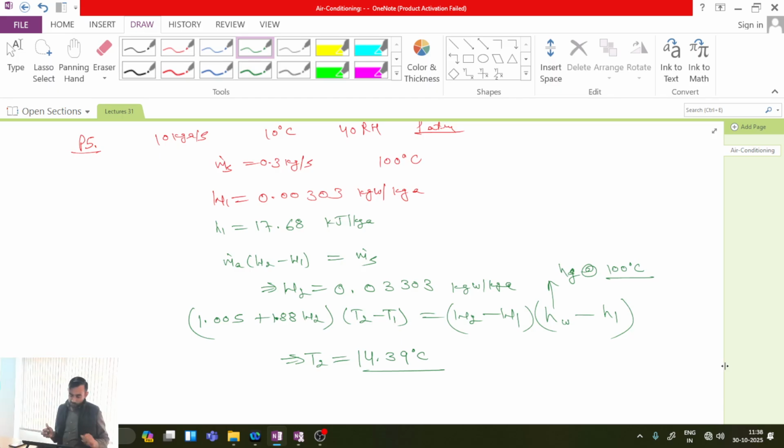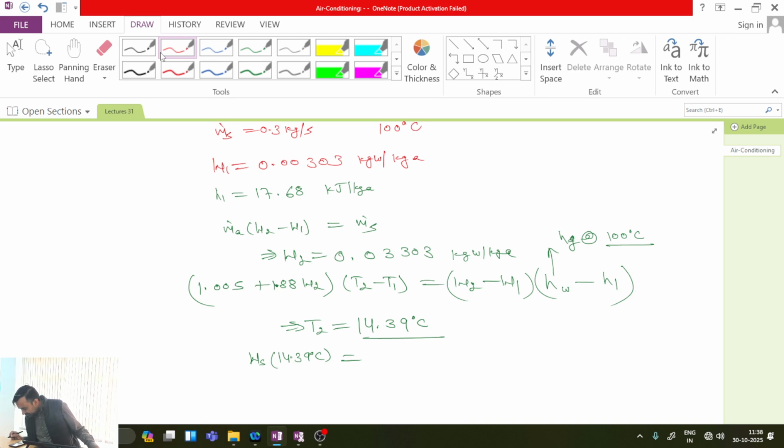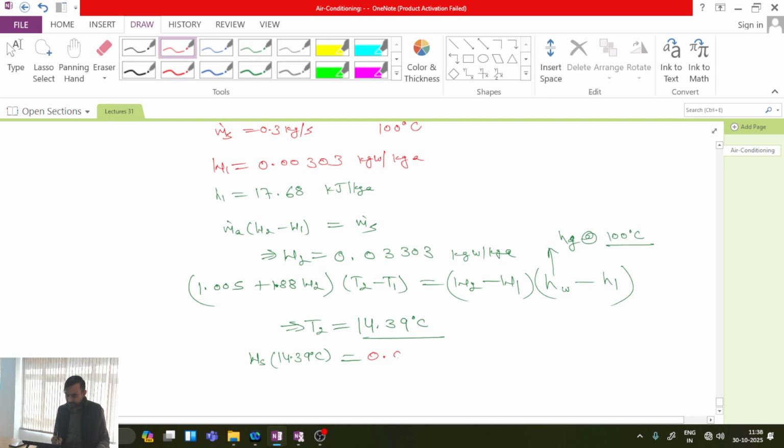But now if you go to the saturated state and try to calculate the saturated specific humidity at 14.39 degrees Celsius, its value is 0.01028. What does it mean?